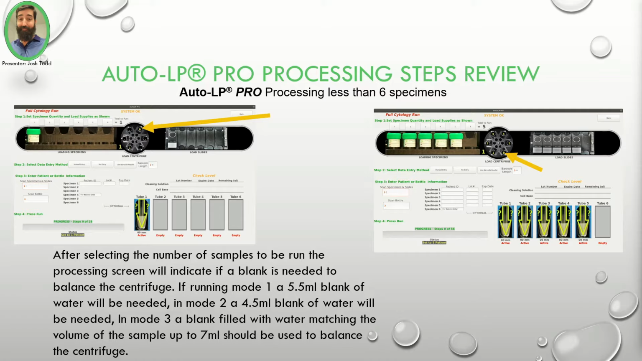After selecting the number of samples to be run, the processing screen will indicate if a blank is needed to balance the centrifuge. If a blank is needed, it will be indicated by a B marked on the appropriate centrifuge tube. If running Mode 1, a 5.5 milliliter blank of water will be needed. In Mode 2, a 4.5 milliliter blank of water will be needed. In Mode 3, a blank filled with water matching the volume of the sample up to 7 milliliters should be used to balance the centrifuge.